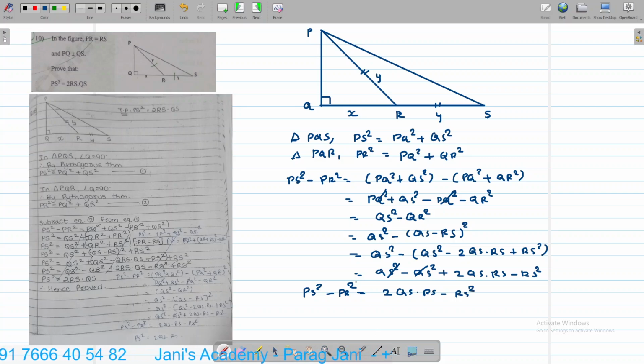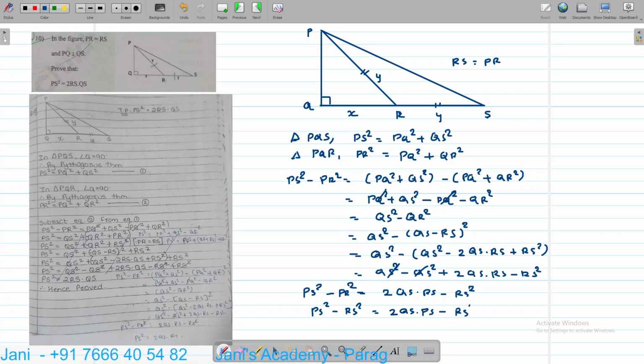Now if you see, PR is given here, the y value is given, so RS is equal to PR, because in both cases their value is the same, so basically this line is also the same. So RS is equal to PR, so instead of PR, I'll write RS square. Now 2 QS dot PS minus RS square. So RS square gets deducted, and you're left with PS square is equal to 2 QS dot PS. That is what you were supposed to prove.